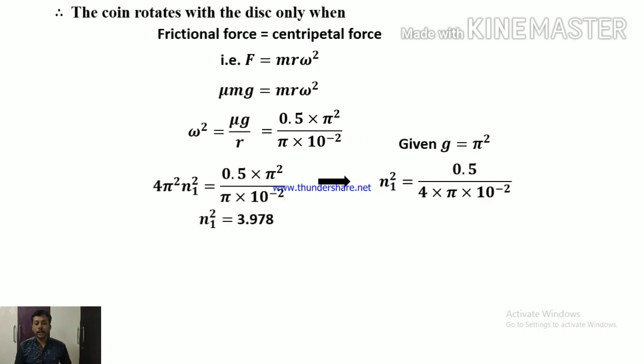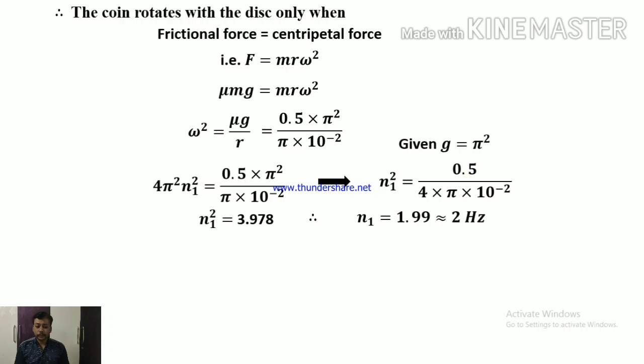That is n1 square is equal to 3.978, and hence n1 is equal to 1.99, approximately, write it as 2 hertz. So the minimum frequency is 2 hertz. If the frequency of the coin is 2 hertz, then the coin does not slip from the disc. But if the frequency is greater than this, then the coin starts to slip.